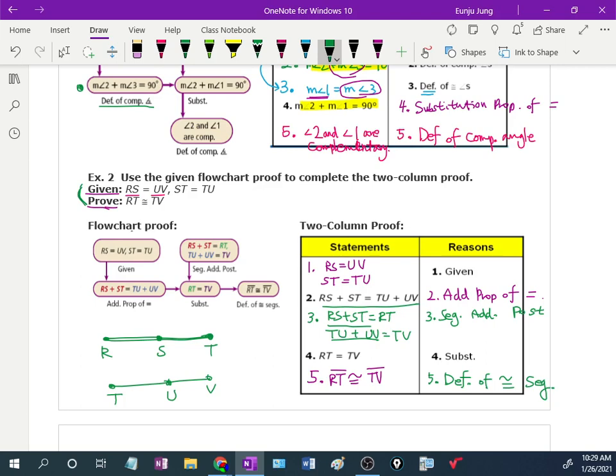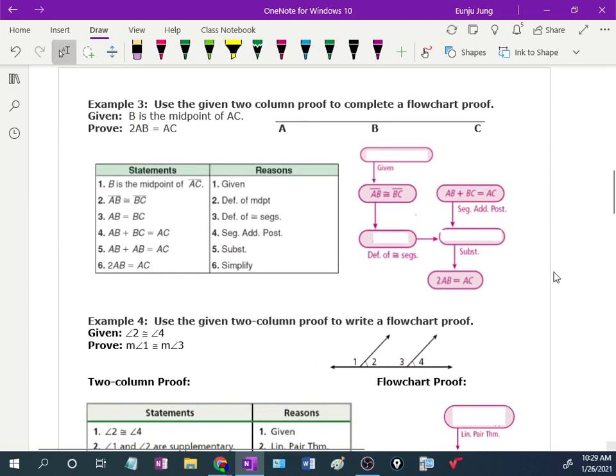Next page. We're doing it backwards, so it could be a little bit easier then, right? In the left column, we have statements. In the right column, we have reasonings. Can you rewrite this as a flowchart proof? Let's try, and then let's check answers together.